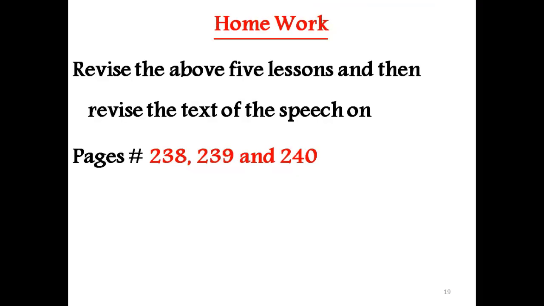Homework. Revise the above 5 lessons and then revise the text of the speech on these pages.